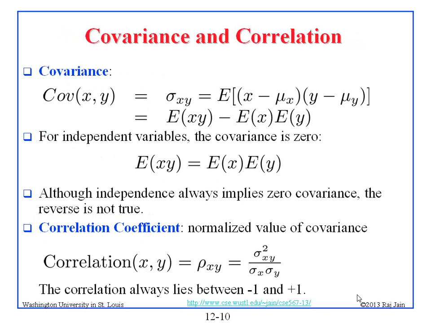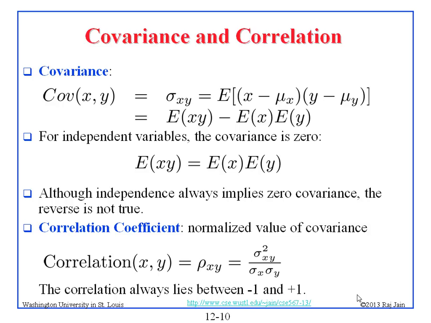So next one is covariance. Covariance has to do with two variables. So far we are talking about one variable. Now we have two variables, x and y. Both of them are random, but they are somehow related. And therefore the covariance is the expected value of (x minus mu x) times (y minus mu y), expected value of the whole thing. It is denoted by sigma xy.